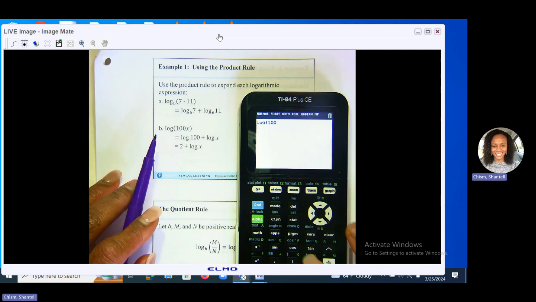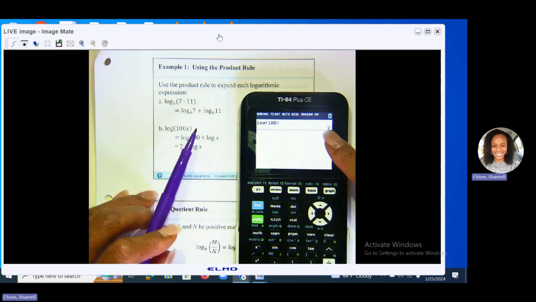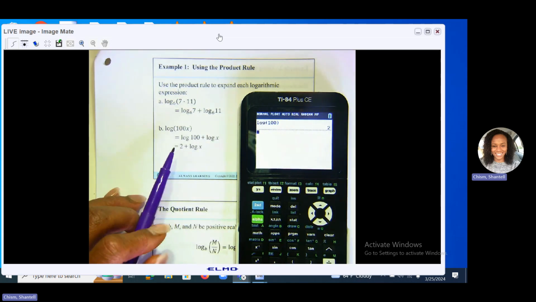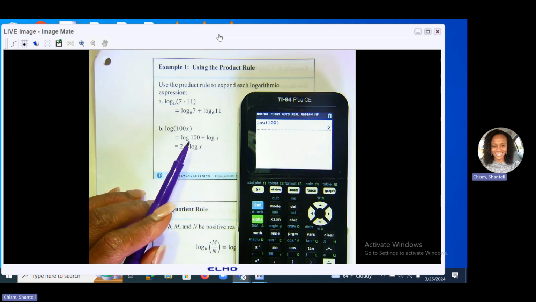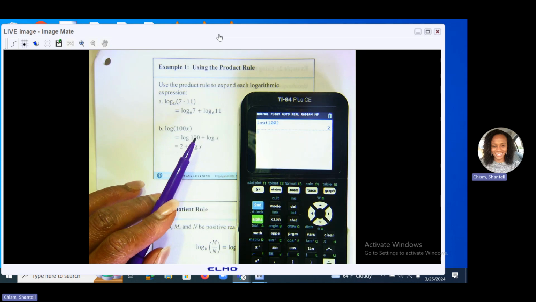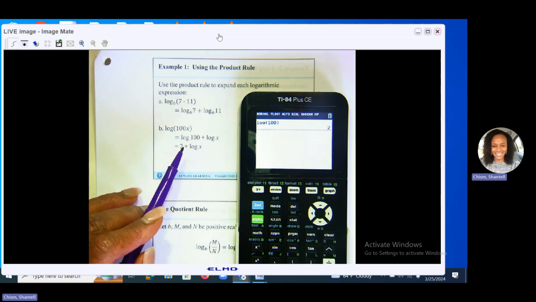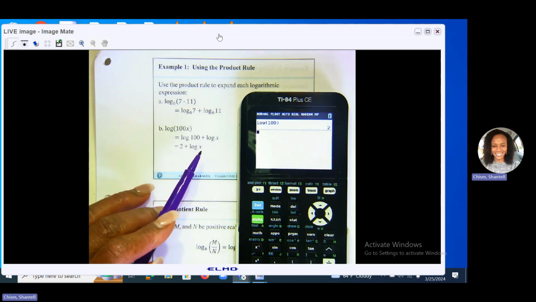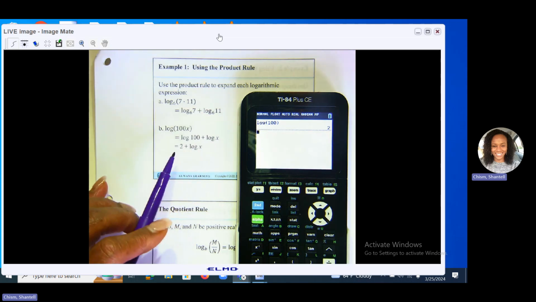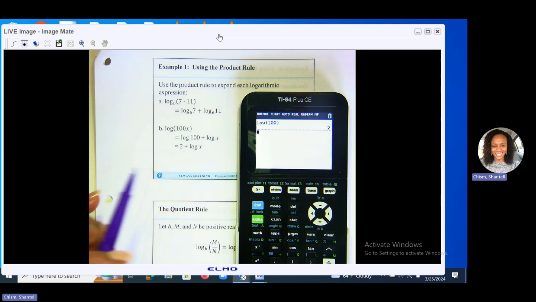Log of 100. I want you to have an understanding of why this answer is 2. The reason it's 2 is because you ask yourself, 10 raised to what power would give you 100? And that would be 10 to the second power. Okay, the base is 10. So that's where the 2 is coming from. Now, of course, x is a variable, so we would just leave that. So the final answer here would be 2 plus log of x.